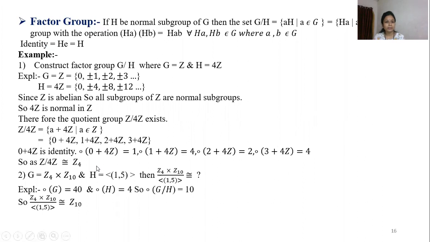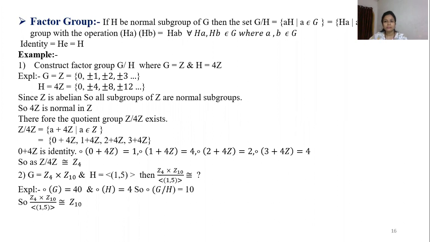Next definition is factor group. What is meant by factor group? Suppose H is any normal subgroup of G. In order to define a factor group, H should be a normal subgroup of G. Whenever H is a normal subgroup of G, then and only then is the factor group defined.